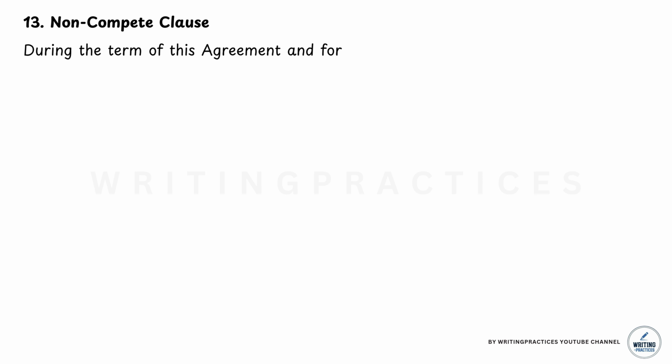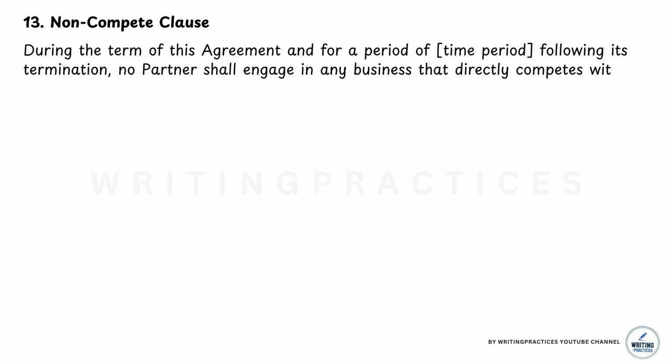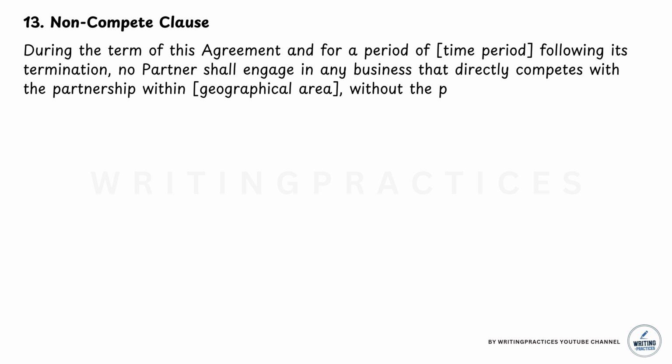Point number 13. Non-compete clause. During the term of this agreement and for a period of time period following its termination, no partner shall engage in any business that directly competes with the partnership within geographical area, without the prior written consent of the other partner. This part restricts partners from competing with the business. You need to define time and location. This is important to protect the business. Legally, it must be reasonable to be enforceable.